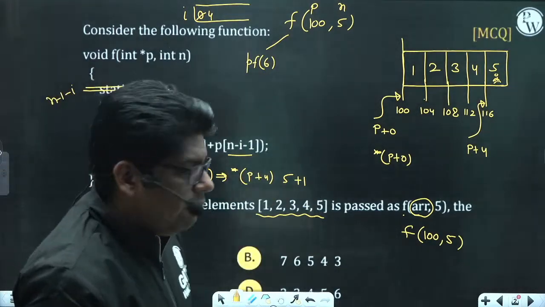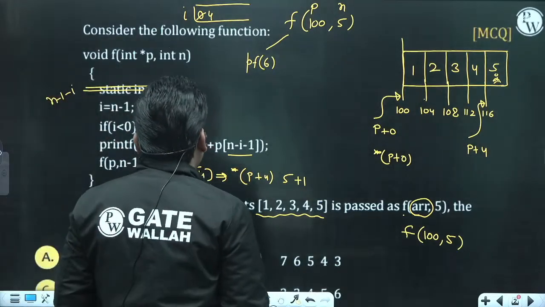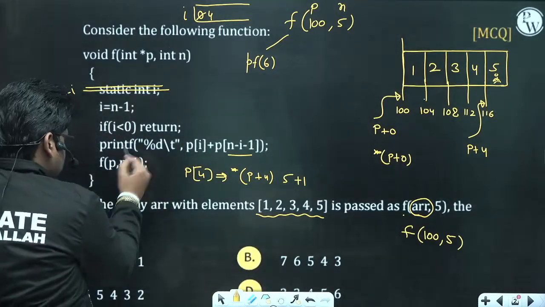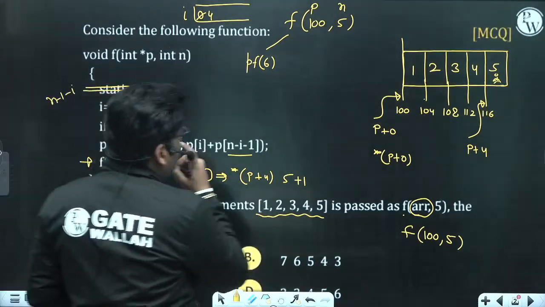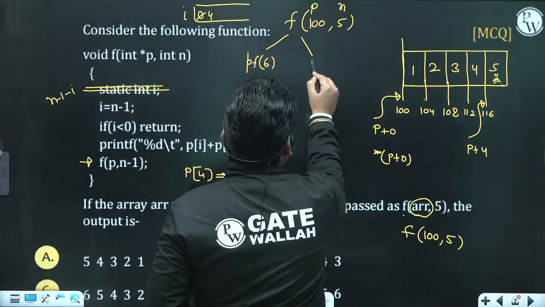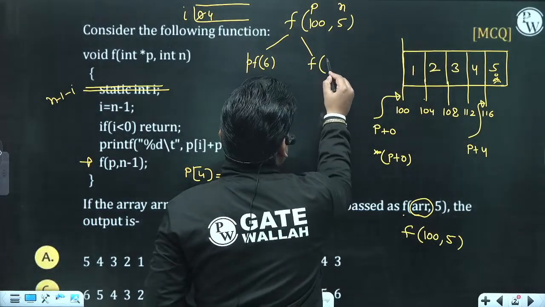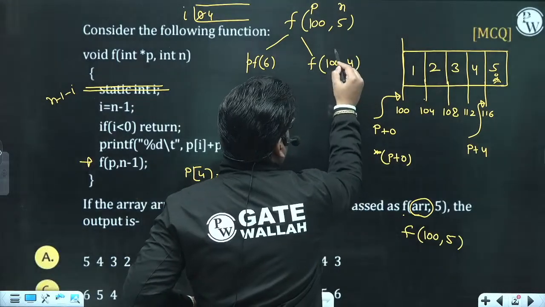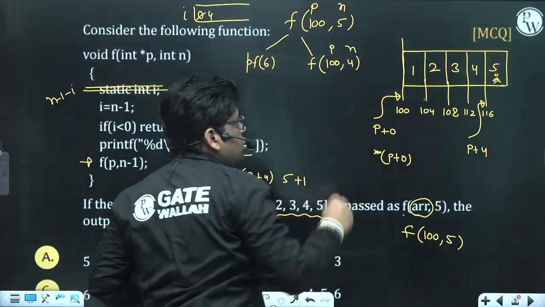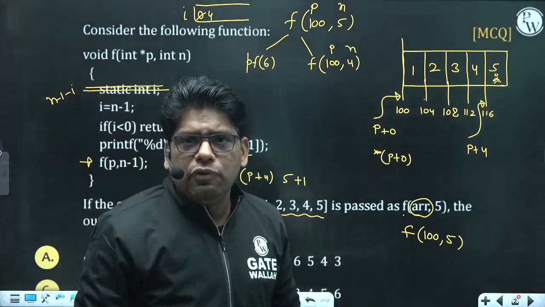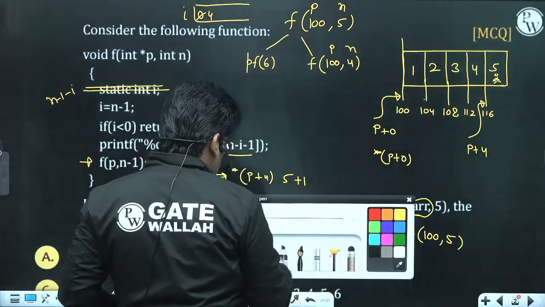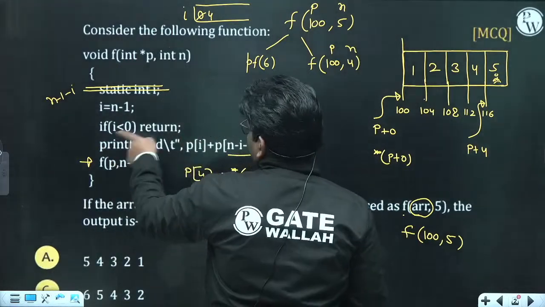Is that okay to everyone? Yes, sir. Now just focus over here. Because of this statement, f(100, 5) is calling f(100, n minus 1), that means f(100, 4). So now for this call, p becomes 100 and n becomes 4.